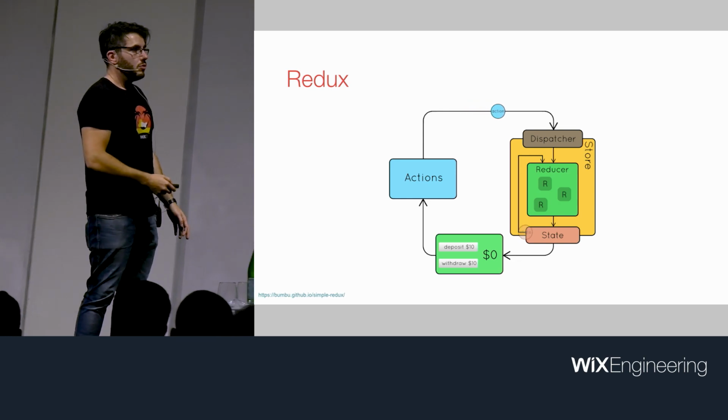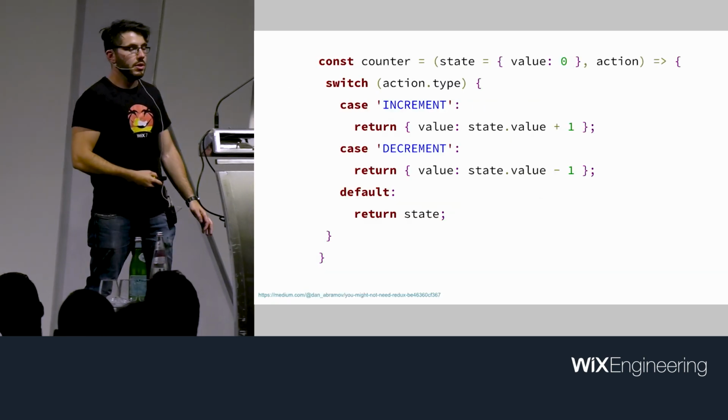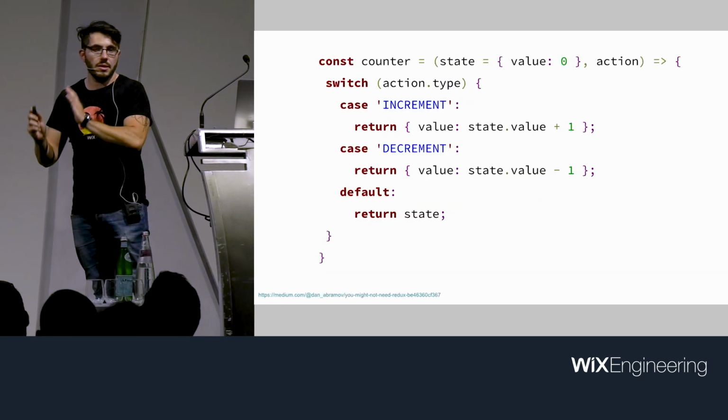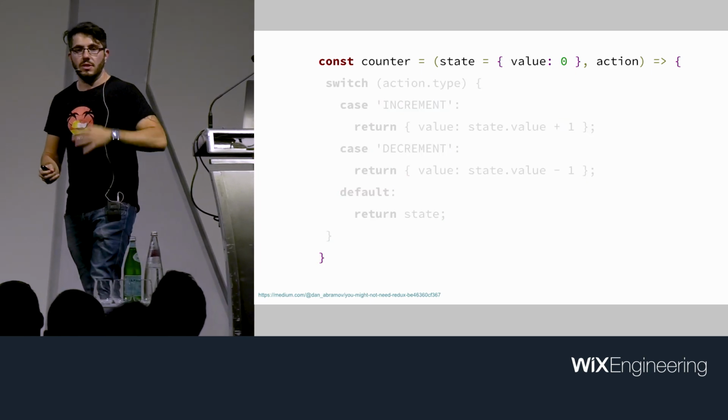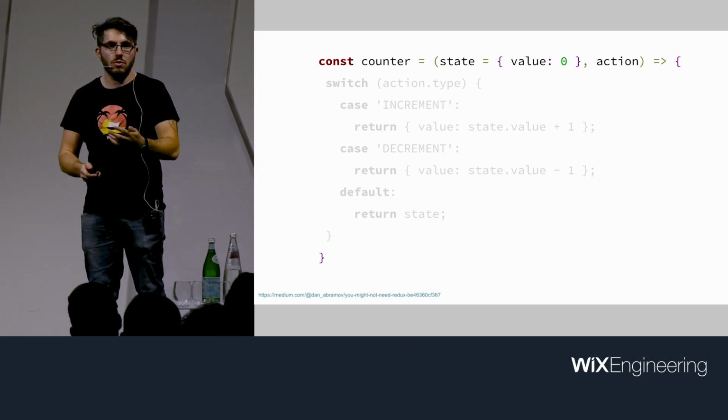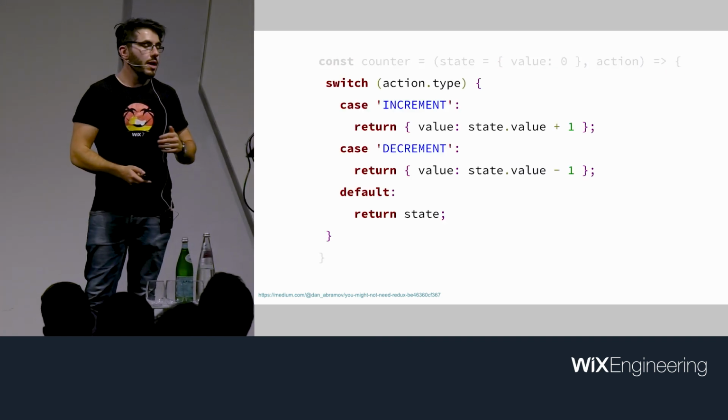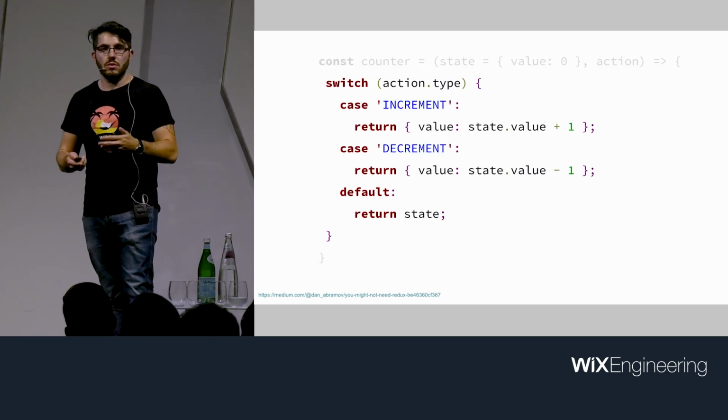Okay? So let's have a look at this reducer. This is what the reducer looks like. As I said, a simple function. It receives the previous state, it receives the action performed by the user, the event, and based on those things, it returns a new state.